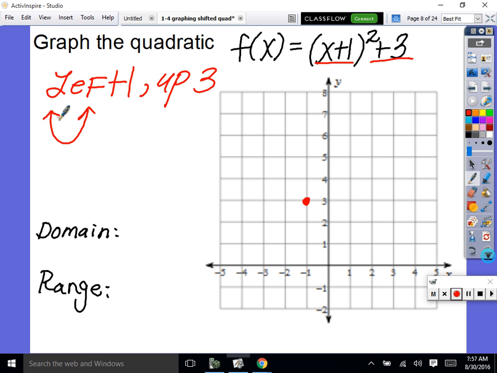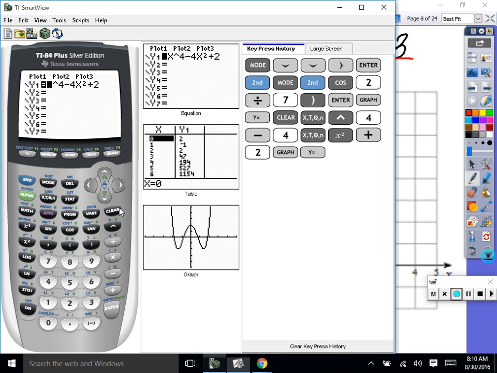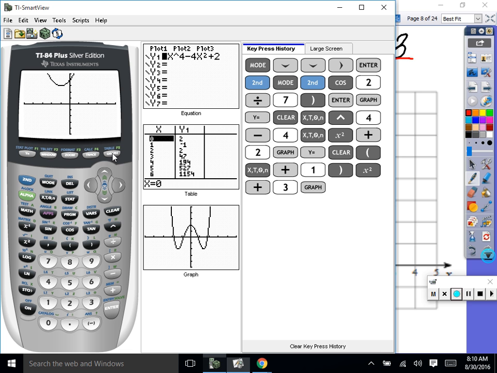So let's first just do it using our graphing calculator. So everybody pull up your graphing calculator. Remember that the function is (x plus 1) squared plus 3. So everybody pull it up. Go to y equals, and type in parentheses. X is right here, right? X plus 1, close your parentheses, squared, plus 3. Now hit graph. Do you see the parabola?